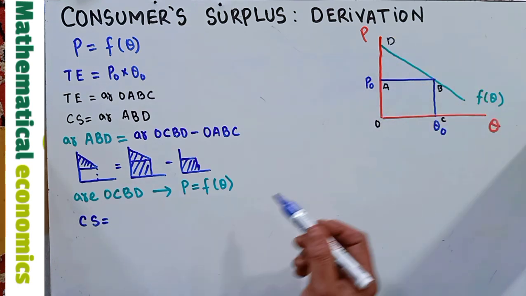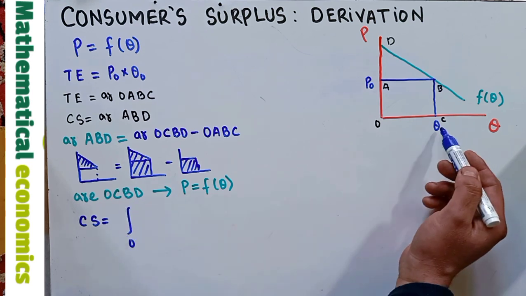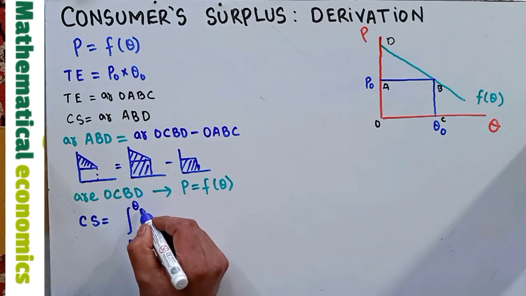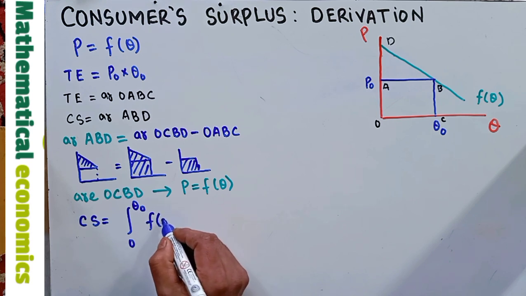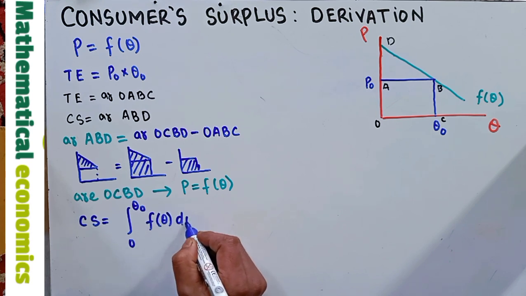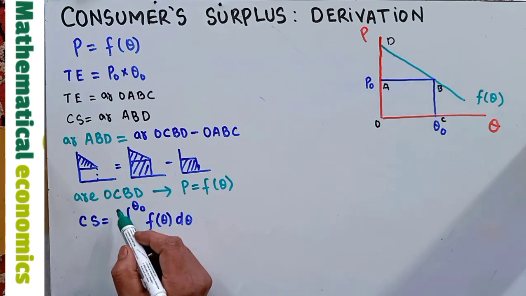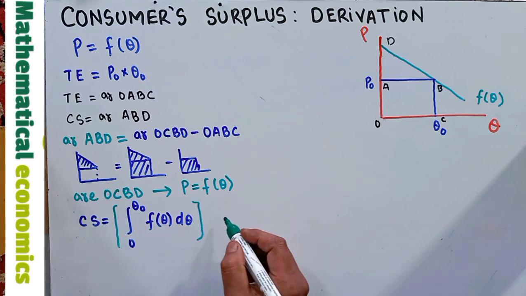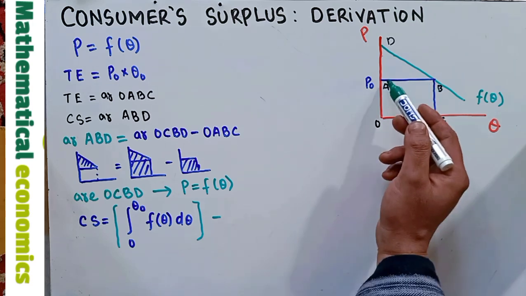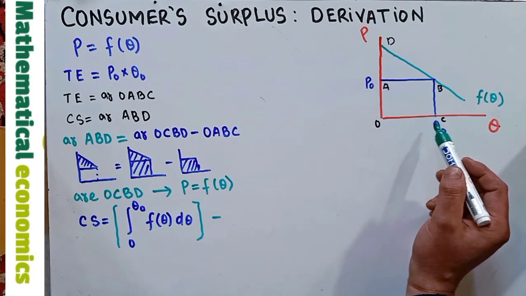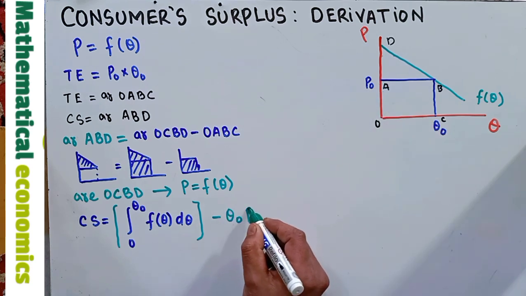So how do we find out the area of this whole region? Simply we take the definite integral from 0 to the equilibrium quantity demanded, that is Q naught. Okay, and we integrate this demand function f of Q dQ. So this will give us the area of this whole region. From this, we subtract the area of this rectangle. What is the area of this rectangle? Since base is Q naught and height is P naught, the area will be equal to Q naught times P naught.